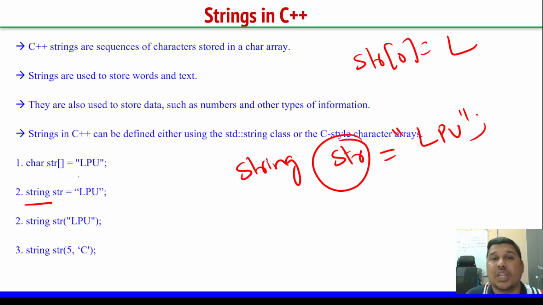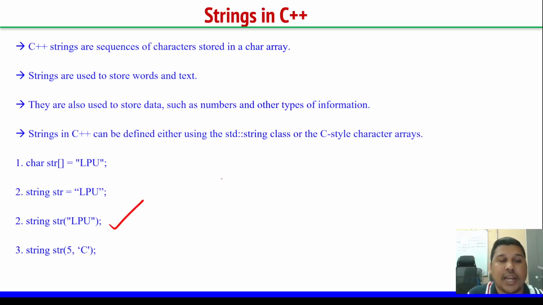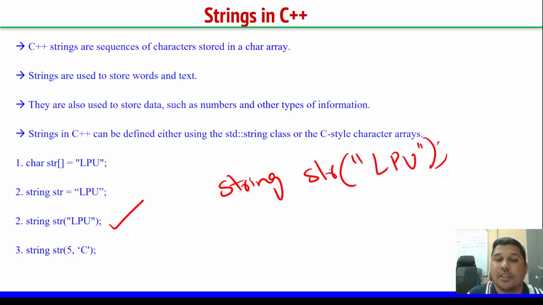Without giving any size, we are using the data type string: string, name of the variable, equal to LPU. This is one way of doing. The other way is also valid. You can use the string class, string str in brackets. Instead of writing the equal to symbol, you can directly give string str in round brackets, LPU in double quotes. This way also you can declare string variables.